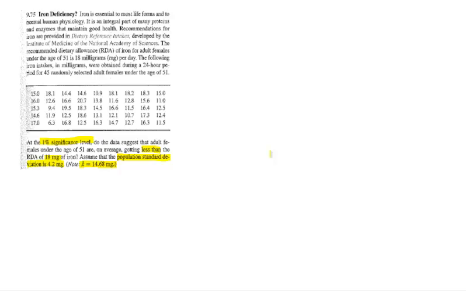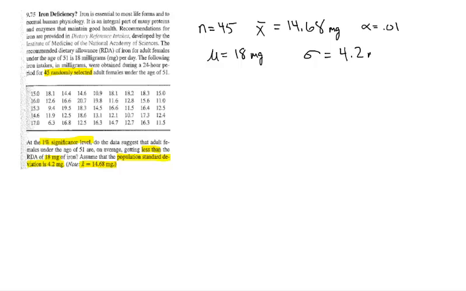So what I like to do is write all the information down that I'm going to need. So I'm going to need n, which is the total number selected, which was 45, and that was here. So 45 randomly selected. So we can say that n is equal to 45. X bar is equal to 14.68. Our significance level is equal to 0.01. Mu is equal to 18 milligrams. And then we're also going to need our sigma, our standard deviation, which was 4.2 milligrams.